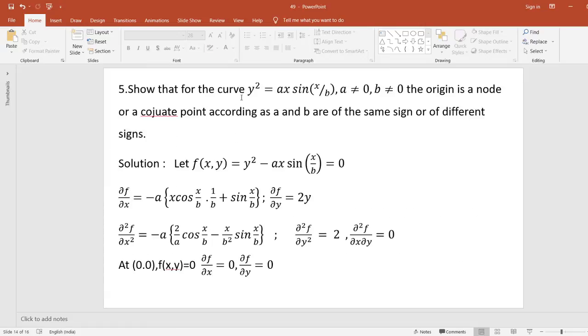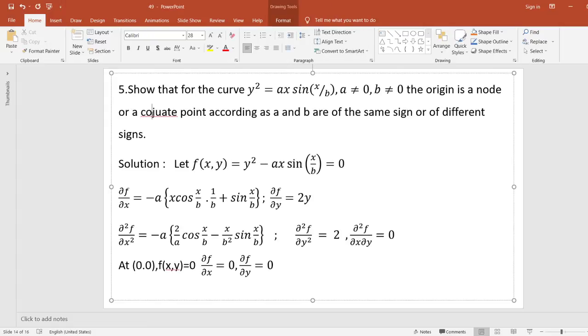Next, show that for the curve y² = ax sin(x/b), where a is not equal to b and b is not equal to 0, the origin is a node or a conjugate point according as a and b are of the same sign or different signs. If they are the same sign or different sign, then the origin is a node or conjugate. We have to find out.